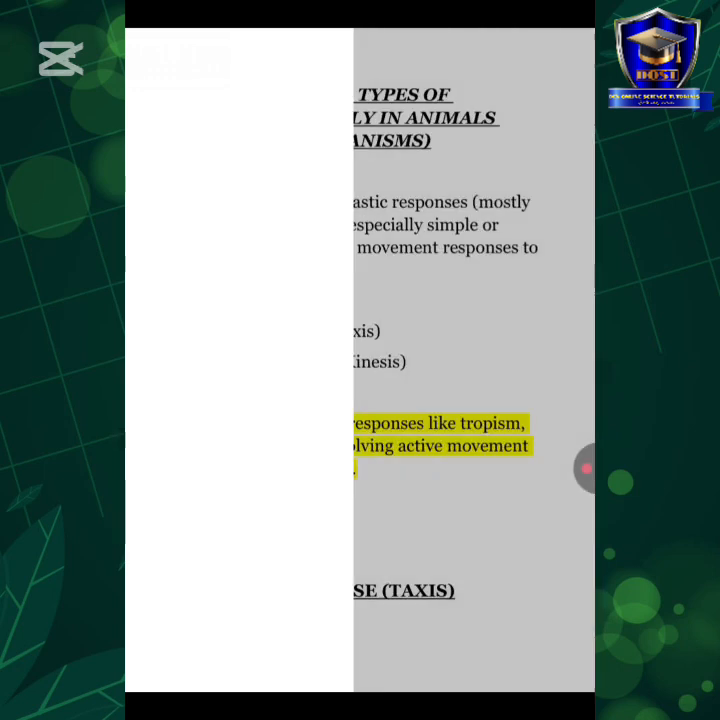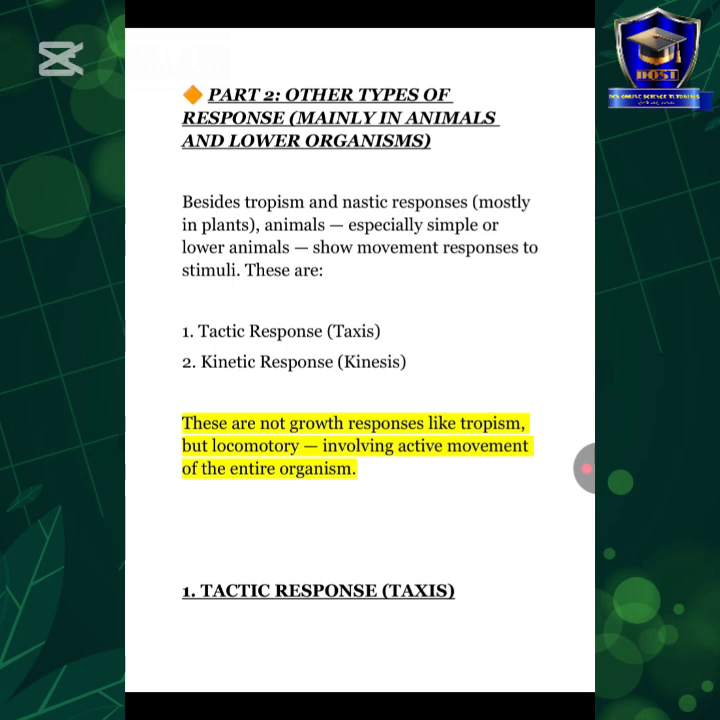So let's quickly use a few minutes to look at part two of it, which is the response in lower animals. Okay, so besides tropism and nastic response, those ones that are in plants, animals too, mainly lower animals, also show some movement and response to stimuli. And this movement is also divided into two. We have the tactic response, also called taxis, and the kinetic response, also called kinesis. But you must know that these are not growth responses like tropism, but they are locomotory. That means it involves the movement of the organism towards the stimulus or away from it.